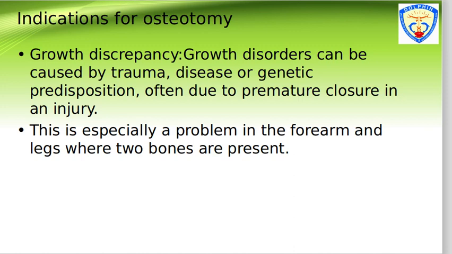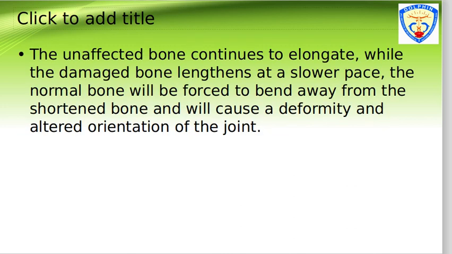So if we concentrate on the main indication, that is a growth discrepancy or any growth disorder which may be due to a traumatic condition or any genetic condition which causes an abnormal closure. We correct that abnormality by this surgical procedure of osteotomy. And the unaffected bone continues to elongate while the damaged bone lengthens at a slower pace.